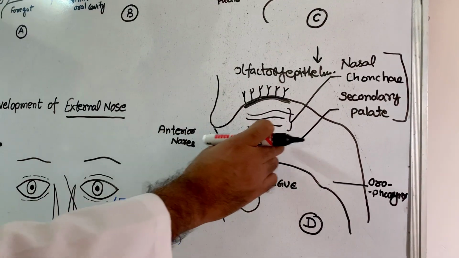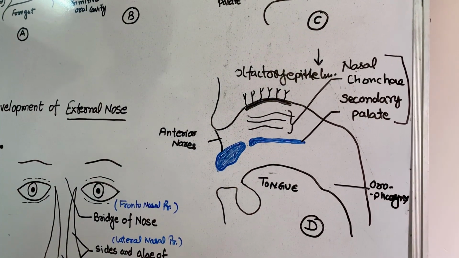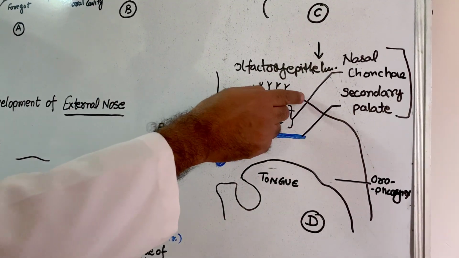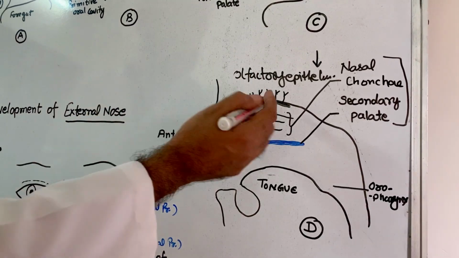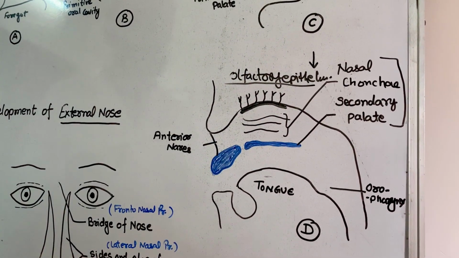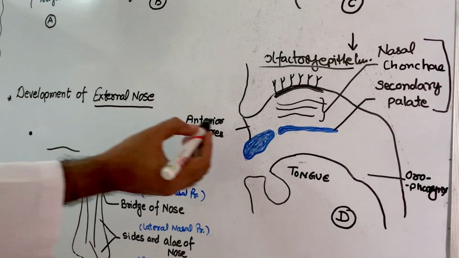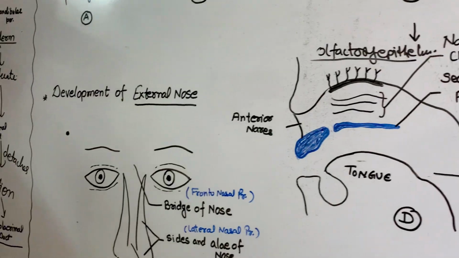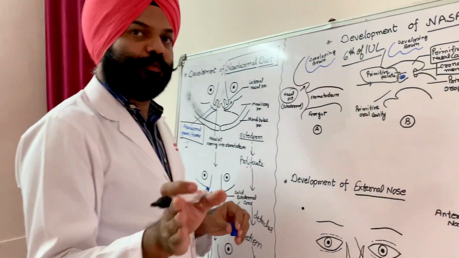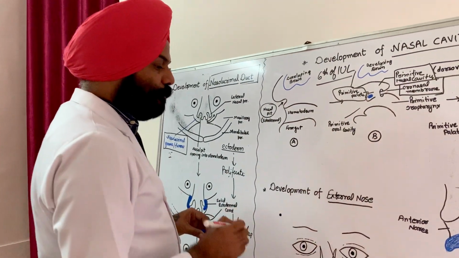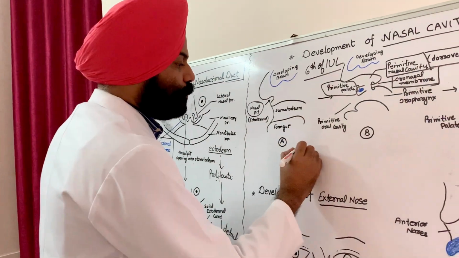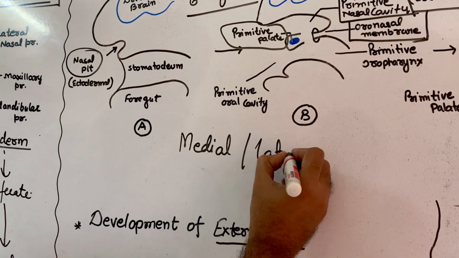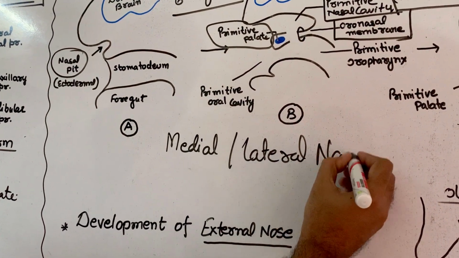Then the nasal cavity is totally lined with the nasal epithelium, or the olfactory epithelium. It is more specialized at the level of the roof of this nasal cavity and forms the olfactory epithelium, and its anterior part develops into the anterior nares. Now the most important structures which contribute to the formation of that are the medial as well as the lateral nasal processes.